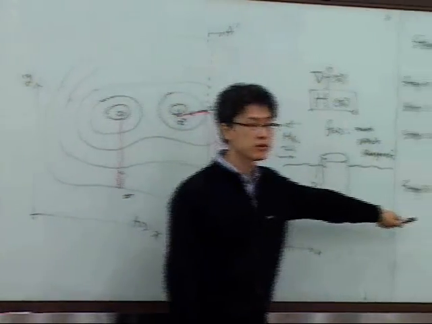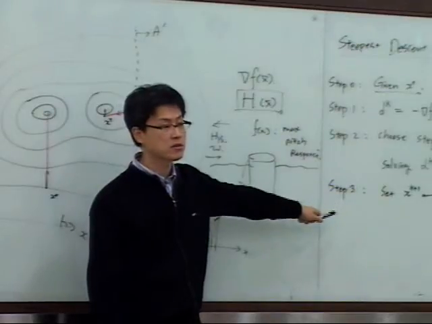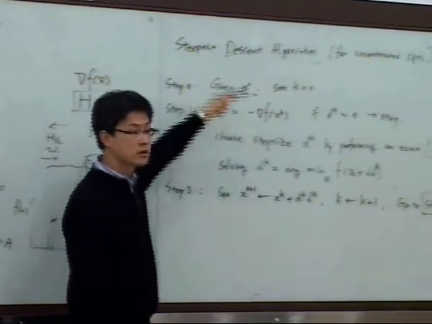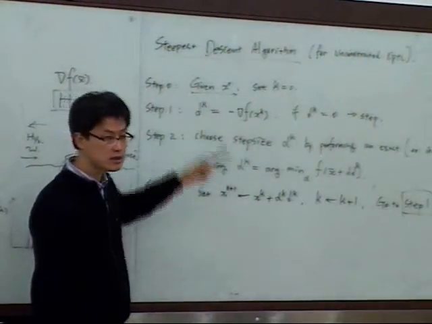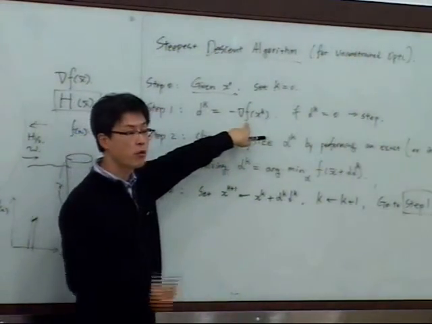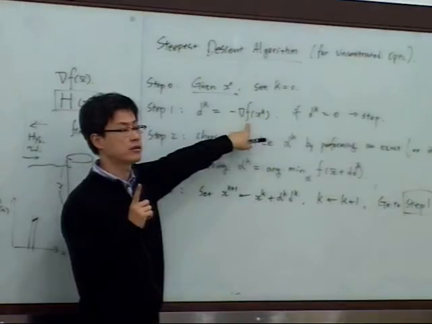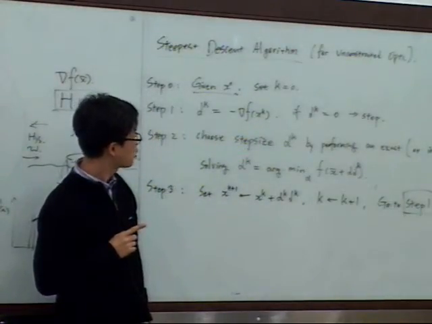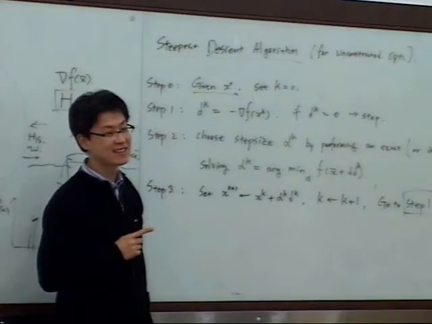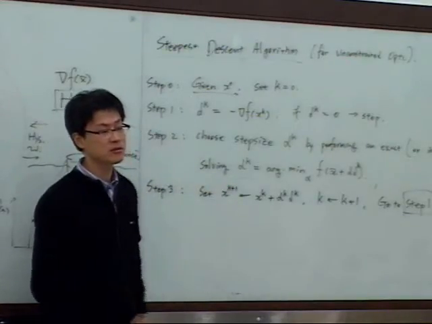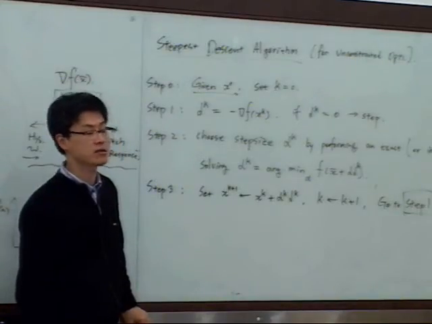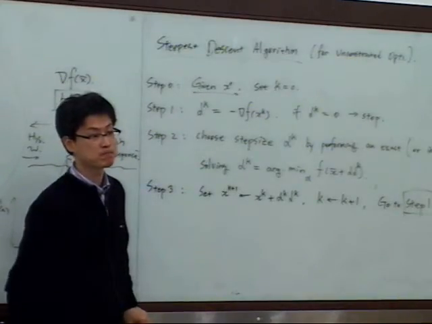But this simplest algorithm, the steepest descent algorithm, for one iteration, at least you have to evaluate 1 gradient and 1 function value. Okay, so that's a very simple and kind of efficient search algorithm.